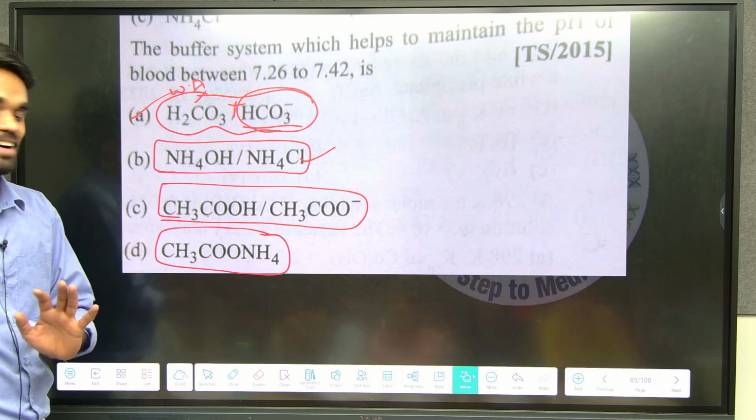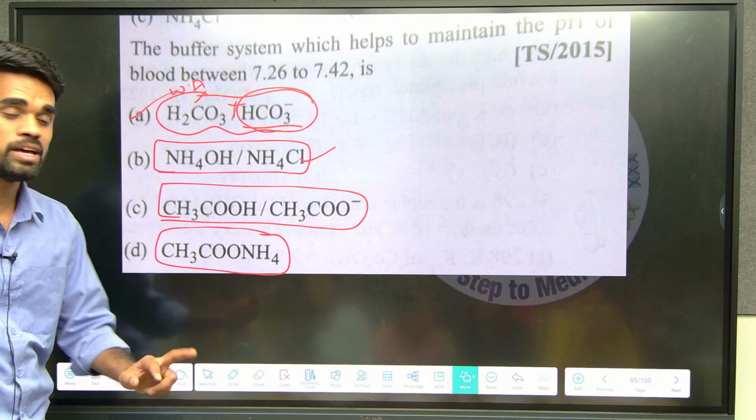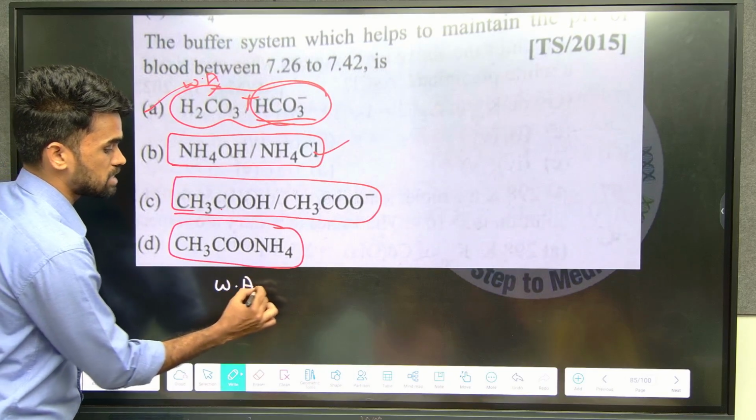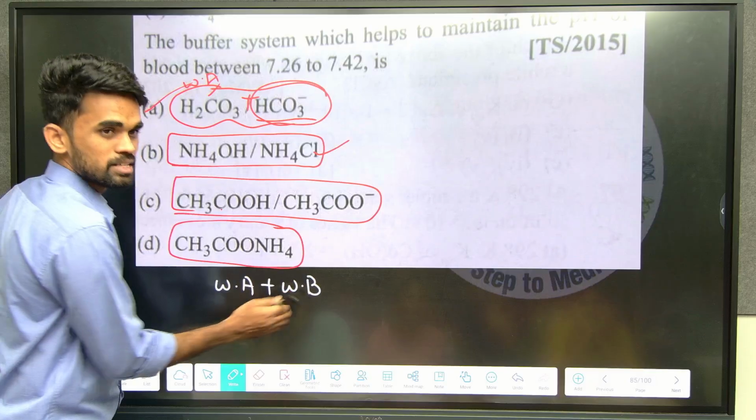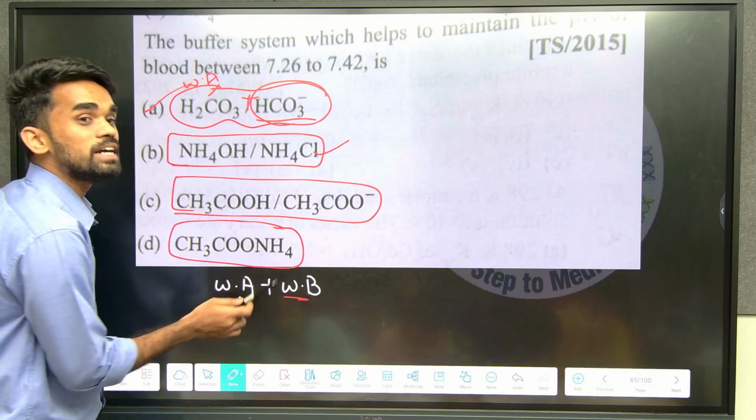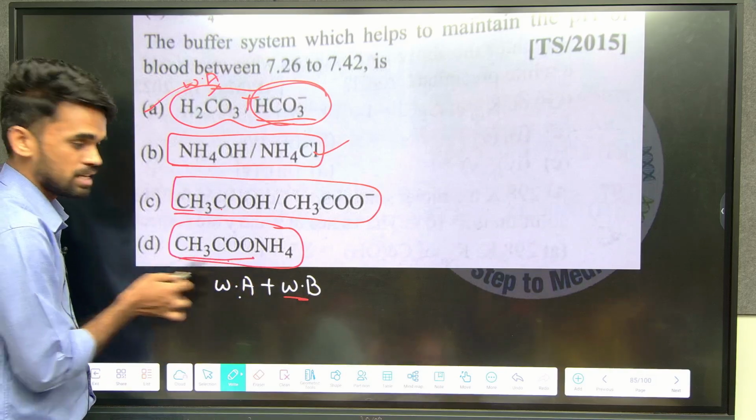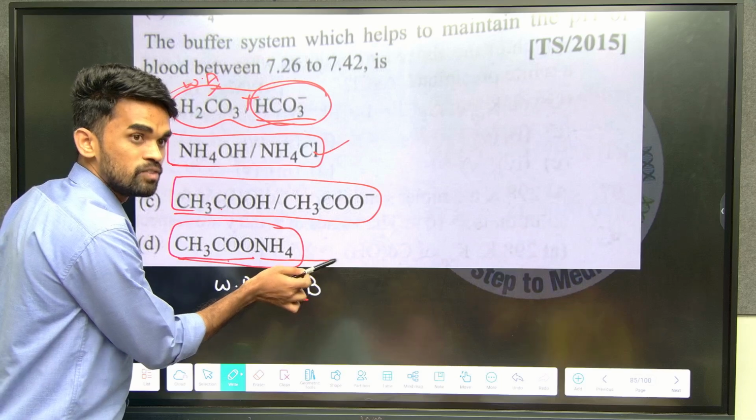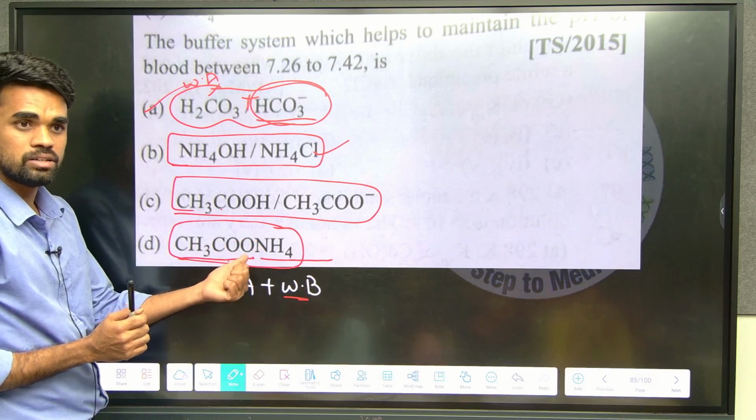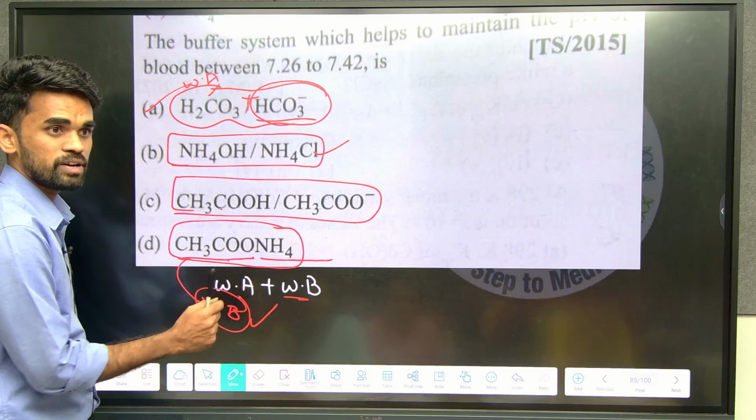Buffer like it should be called as salt buffer. So salt buffer is formed by combination of weak acid plus weak base. See, correct. Weak acid plus weak base, what it will form? Salt. ఇప్పుడు weak acid example ఏంటి? Acetic acid. Weak base example NH4OH. What is the salt formed from it? So this is a salt. So this is a, which buffer it is? Salt buffer. Clear everyone how to identify buffer systems?